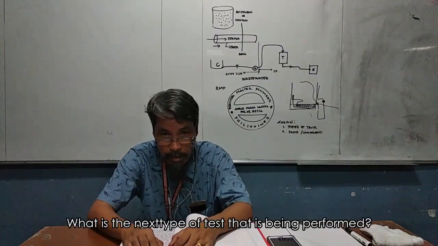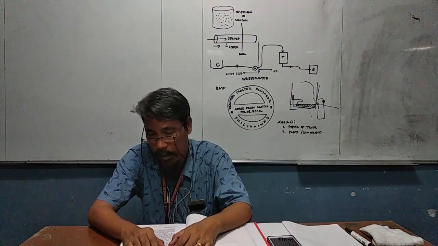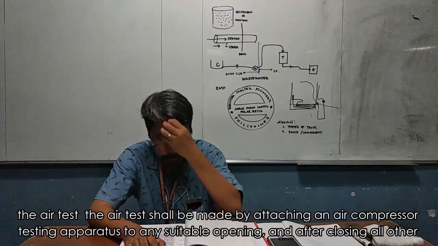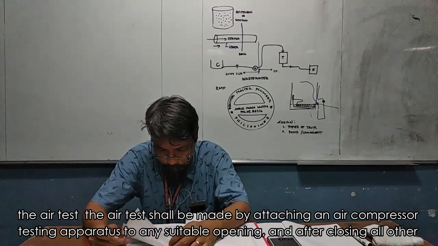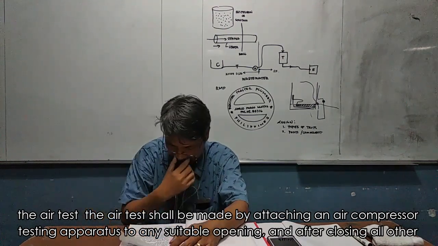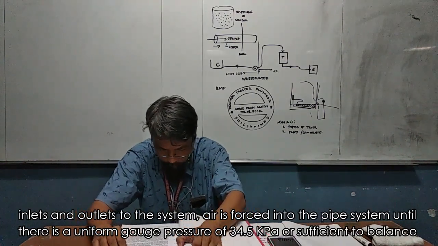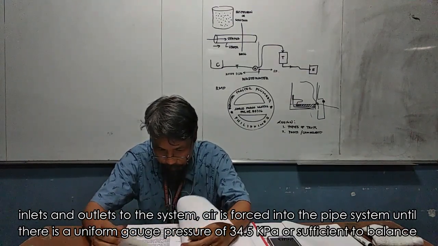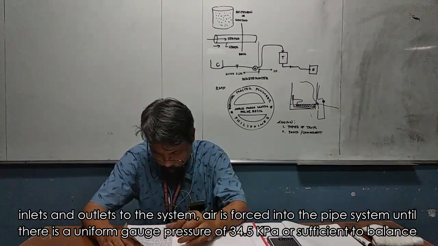What is the next type of test that is being performed? An air test. The air test shall be made by attaching an air compressor testing apparatus to any suitable opening. And after closing all other inlets and outlets to the system, air is forced into the pipe system until there is a uniform gauge pressure of 34.5 kPa or sufficient to balance it.